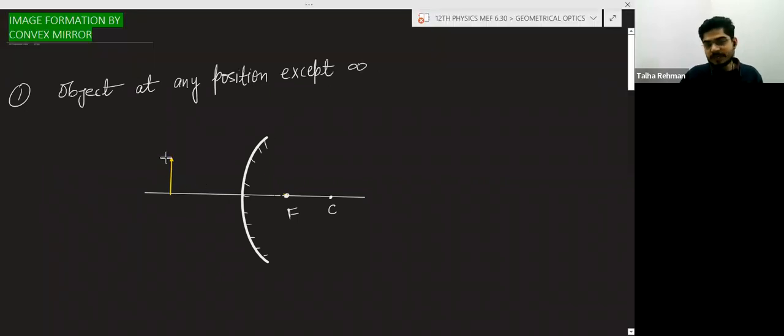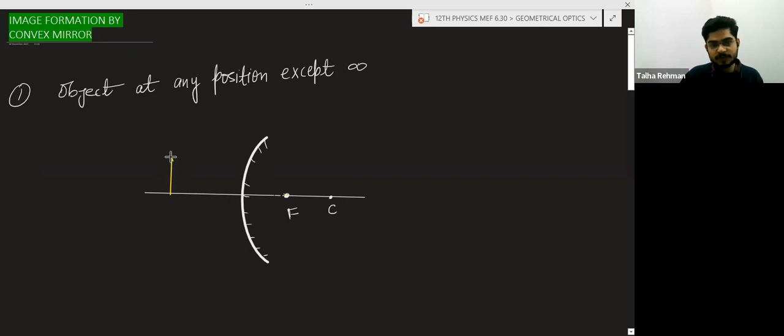Okay, so this is the object, and this object is placed between the infinity and the mirror, or you can say between the pole and the infinity. You can say here the object is placed. Now for the image formation, what we do? There is a requirement of two rays from the object.